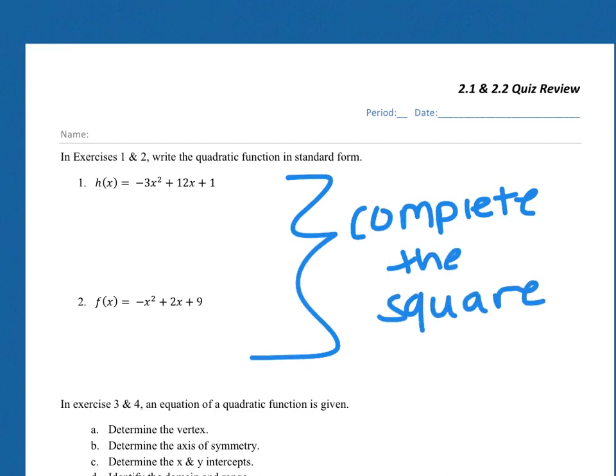And I've warned you again and again, but I'll do it again. They're not going to be pretty numbers. You're going to get something in front of the x squared that you're going to have to take out. It could be positive, it could be negative, it could be a whole number. You're going to have to take it out, okay?